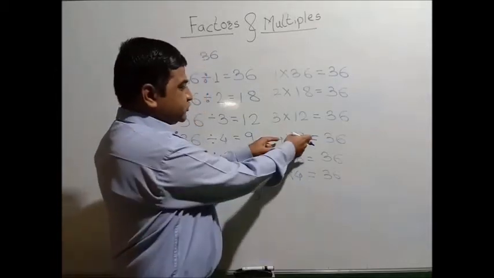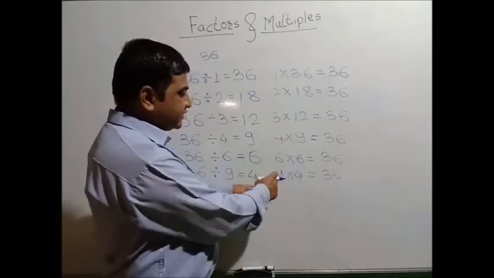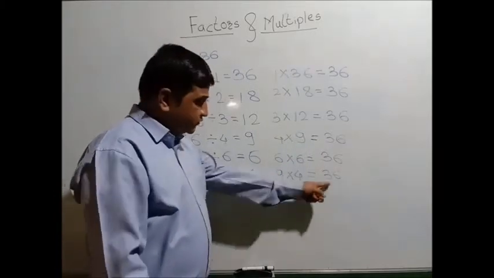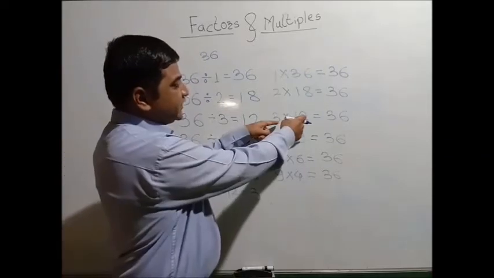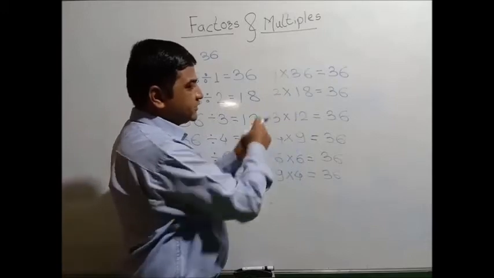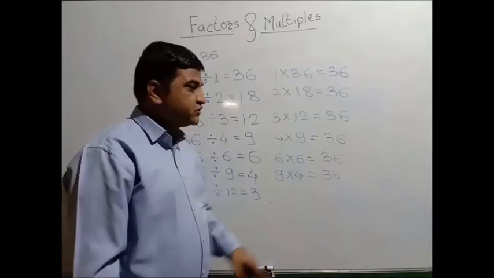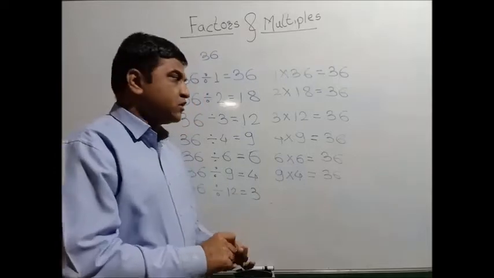So if I change the position of 9 and 4, will the multiplication change? If I take 9 for 4 times, will the answer change? No, this will not happen. The same is the case if, instead of 3 for 12 times, I take 12 for 3 times. Will the multiplication change? No. So here we got the factors of 36.